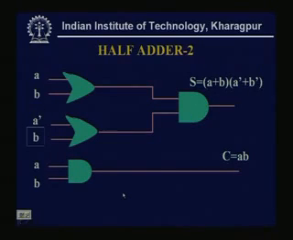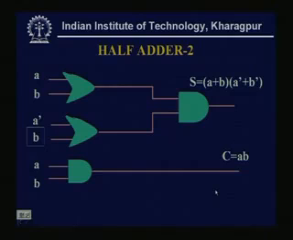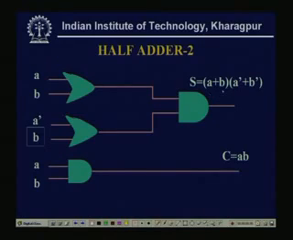Now, we see that this is a very simple circuit where we have done A B dash plus A dash B. Now, this A B dash plus A dash B we can write in a different way. See, I have written S equal to A B dash plus A dash B. Now, see, I have written A plus B into A dash plus B dash.